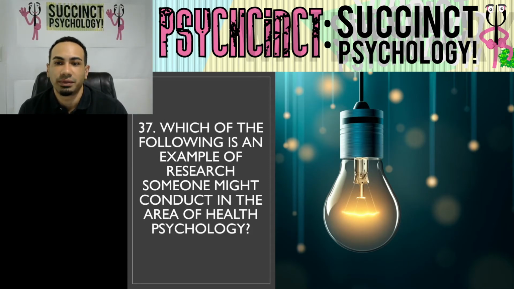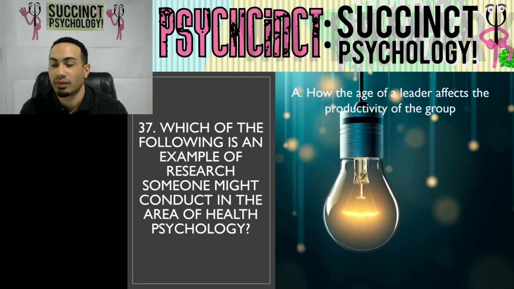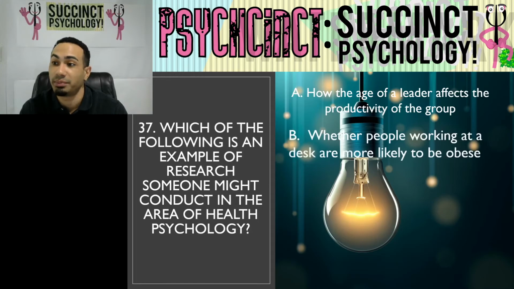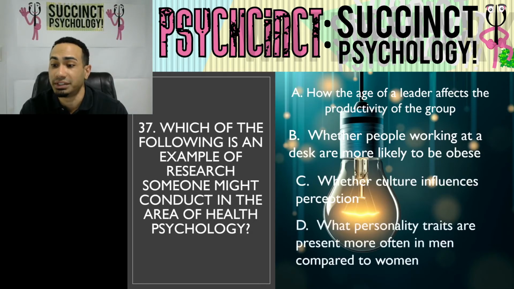All right, which of the following is an example of research someone might conduct in the area of health psychology? We have option A, how the age of a leader affects the productivity of the group. B, whether people working at a desk are more likely to be obese. C, whether culture influences perception. Or D, what personality traits are present more often in men compared to women?